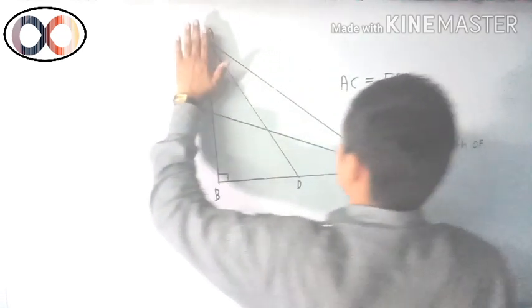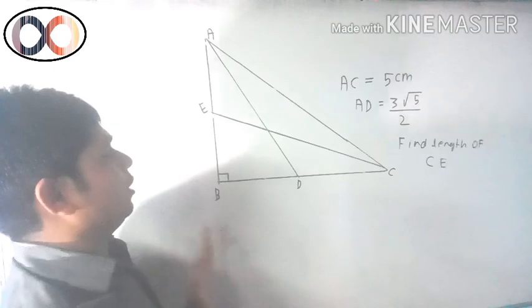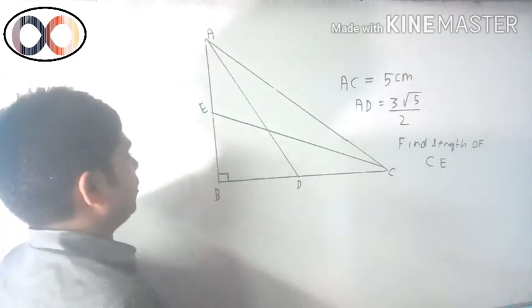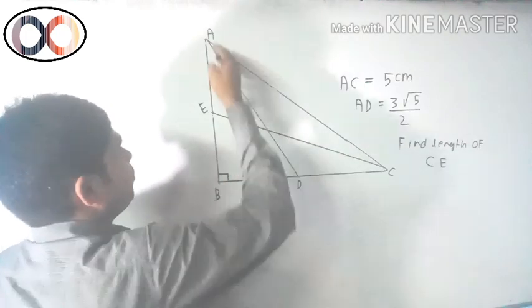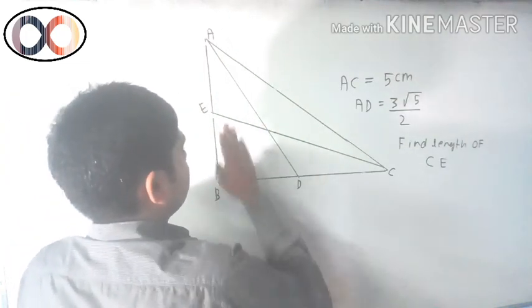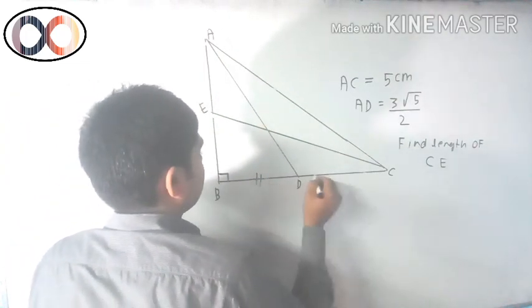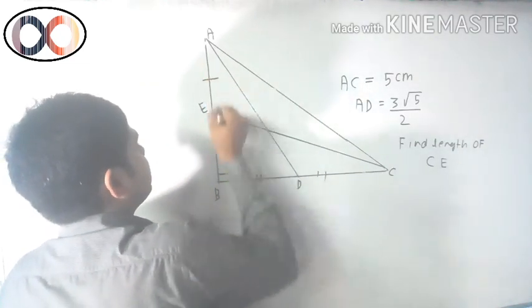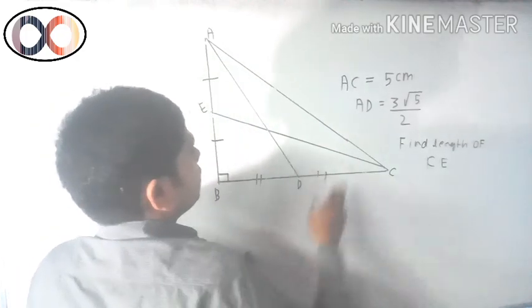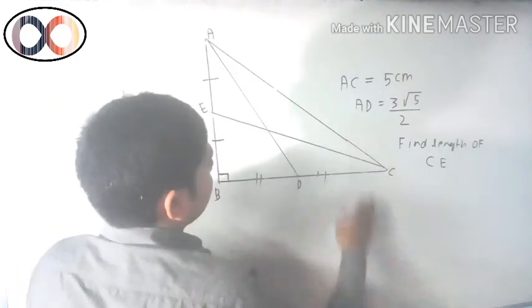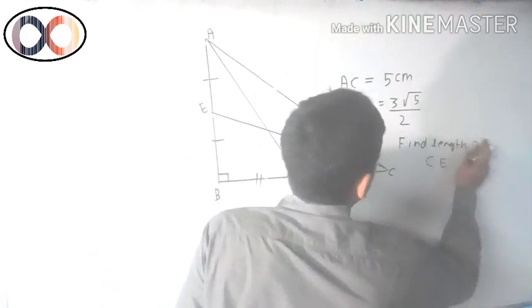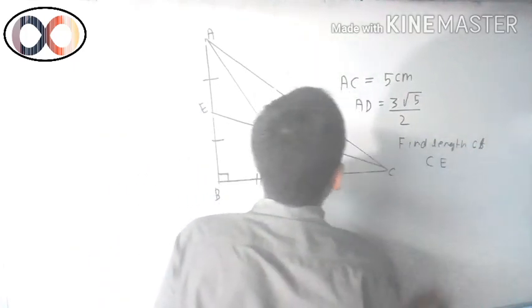Students, this is the homework. Okay, so you should try to practice that question. Triangle ABC is a right angle triangle at B, and AD is the median of triangle ABC. That's why this is equal, and CE is also a median. That's why this is equal. So AC equals 5 cm is given, and AD equals 3 root 5 by 2 cm is given. To find the length of CE, we need to find CE.